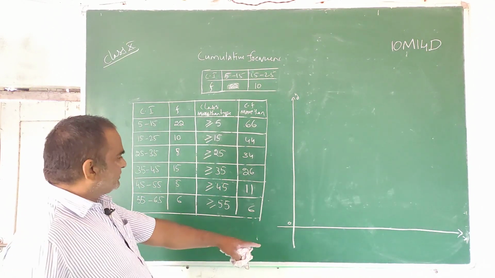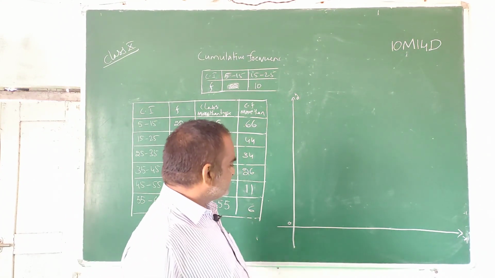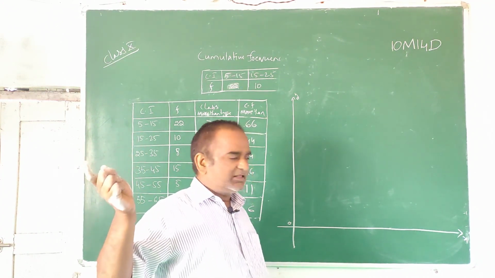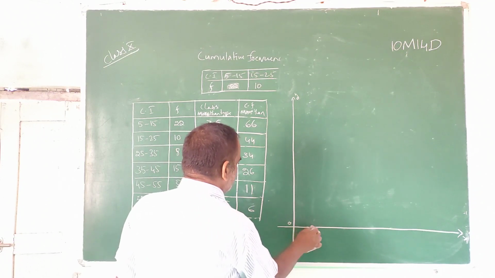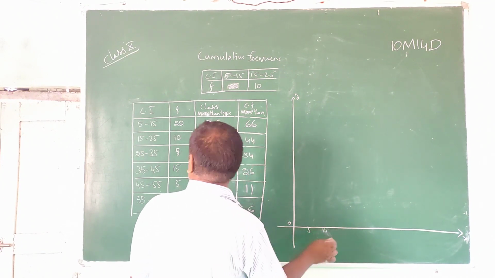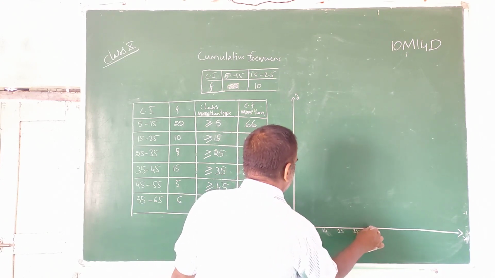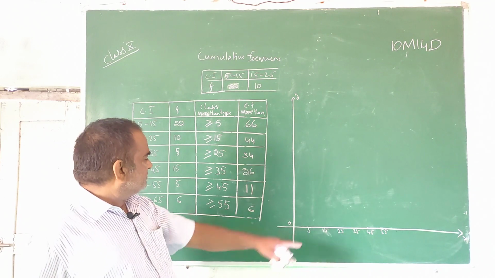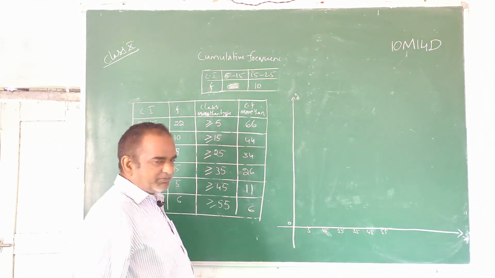On the x-axis you have to take lower limits. When you are drawing the more than type, you take class lower limits on the x-axis, and when you are drawing the less than type, you take upper limits. So the class lower limits are 5, 15, 25, 35, 45, 55. On the x-axis you take class lower limits, and on the y-axis you take the more than cumulative frequency.